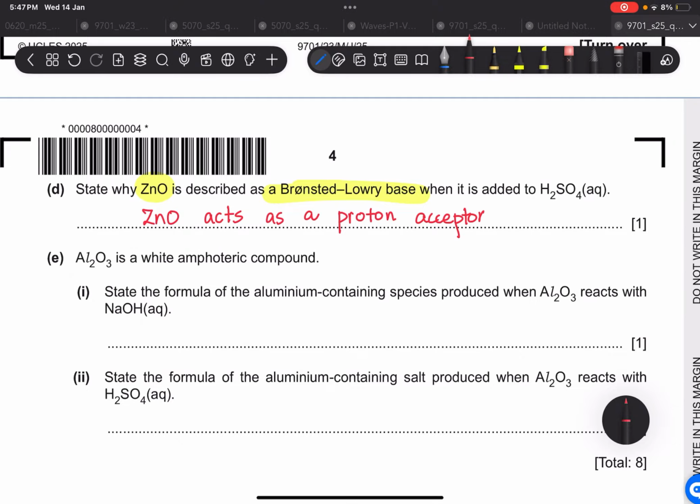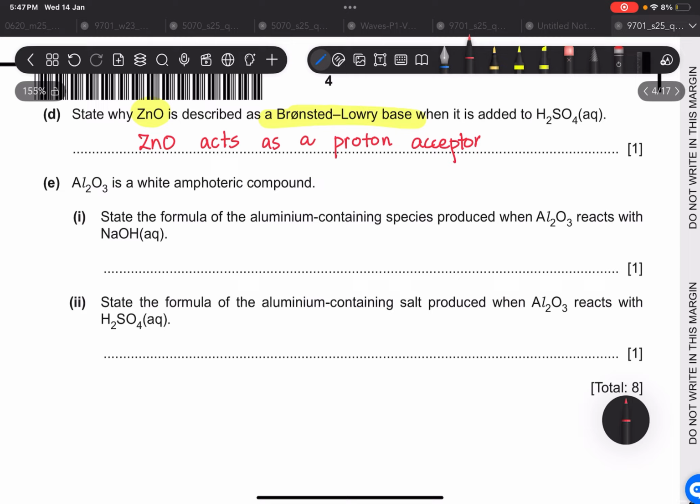That is what I think. Al2O3 is a white amphoteric compound. State the formula of the aluminum-containing species produced when Al2O3 reacts with NaOH.